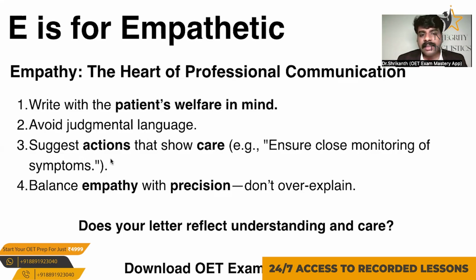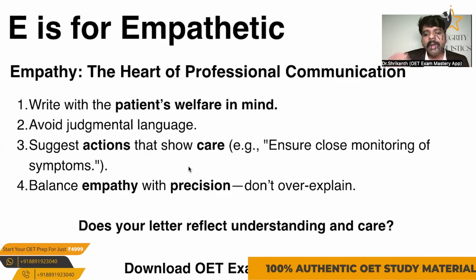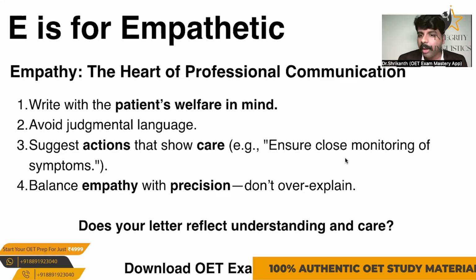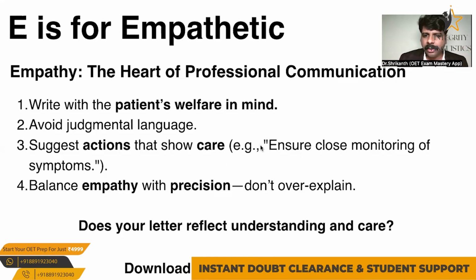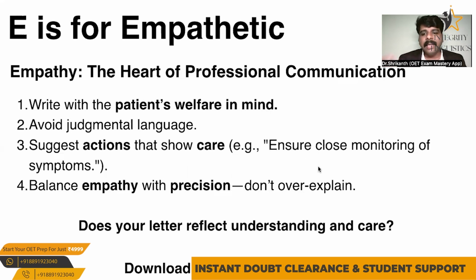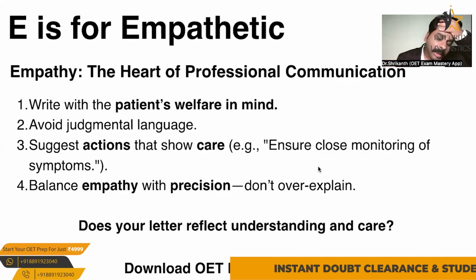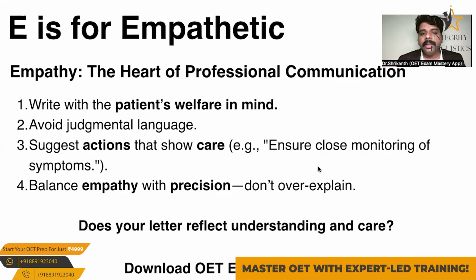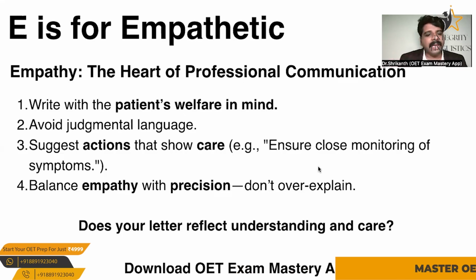Third one, suggest actions that show care. The letter you write should demonstrate that you actually care for the patient. For example, sentences like: ensure close monitoring of symptoms. Kindly ensure, please make sure. When you write sentences like this, it tells the OET evaluators how much you really care for the patient, and also covers all the other aspects as well, that is selecting the relevant information, organizing the letter, etc. Again, there are a lot of strategies here.